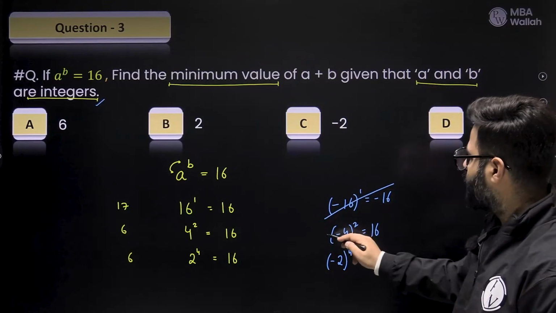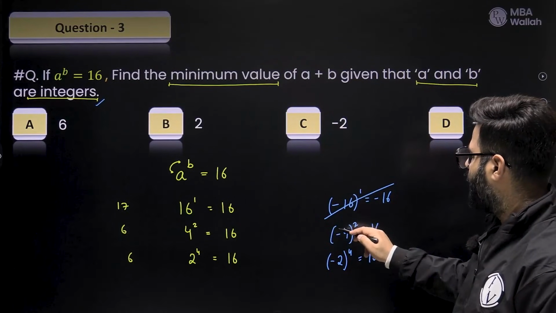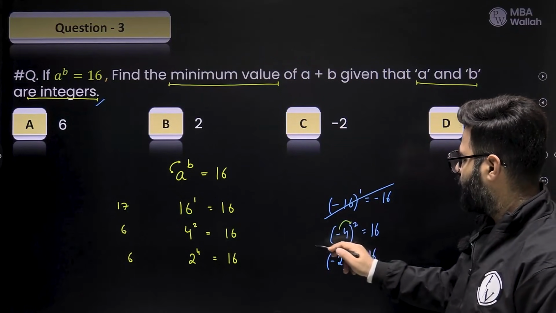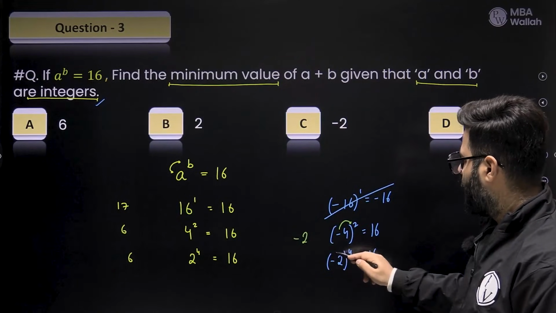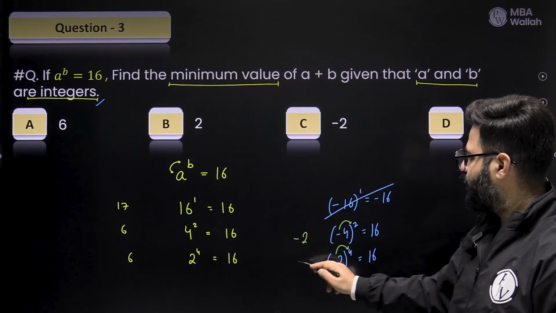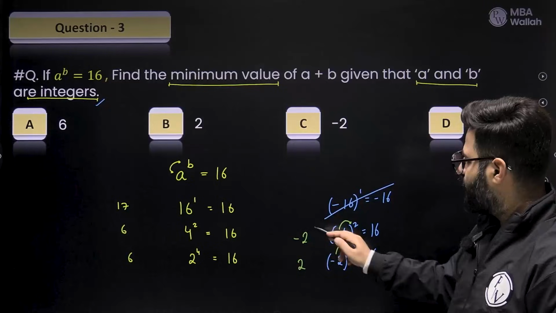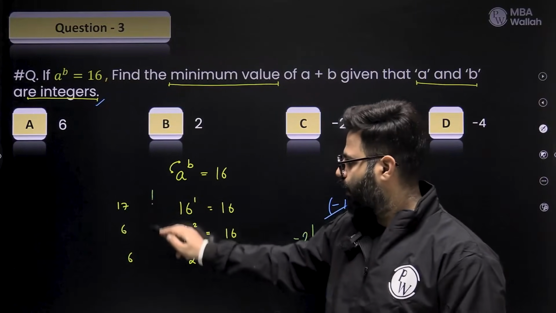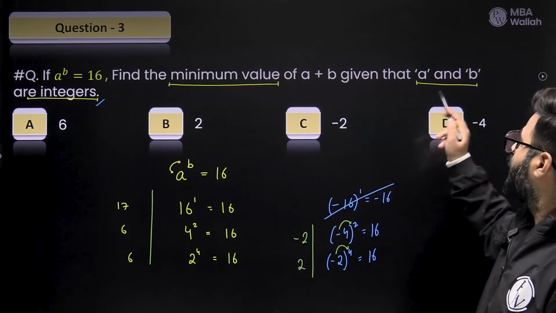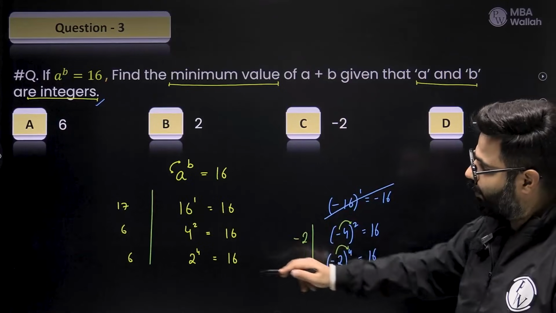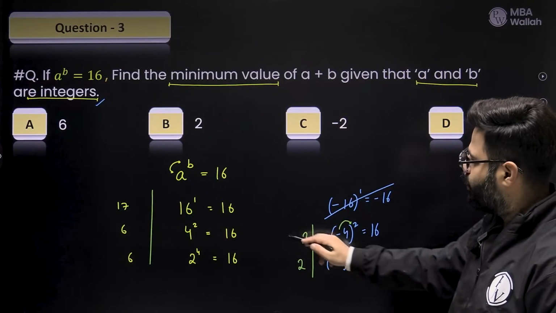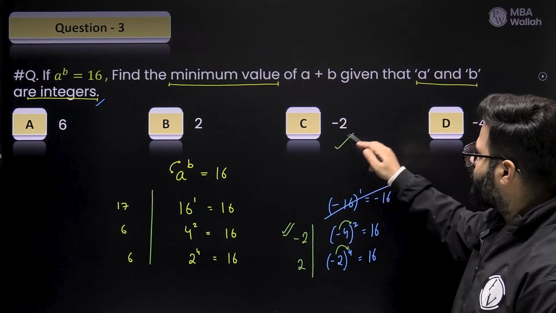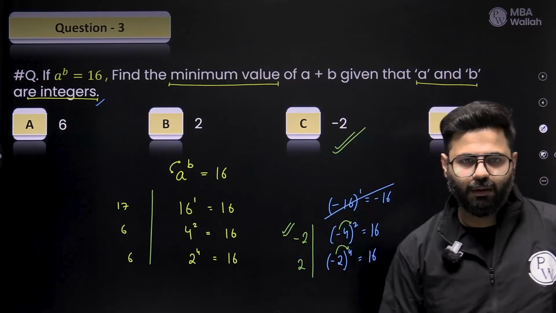Now what is the sum of base and the power? Minus 4 plus 2 is minus 2. Minus 2 plus 4 is 2. So these are the possible values which we can create. You are asking me the minimum. The minimum among these, 17, 6, minus 2, is minus 2. So C wins. Got it?